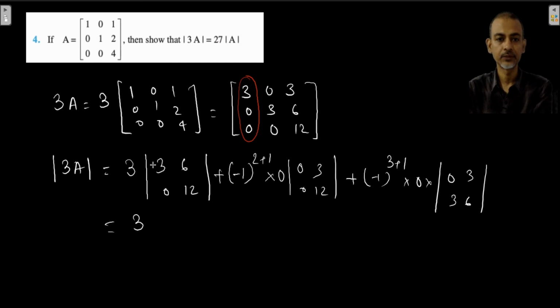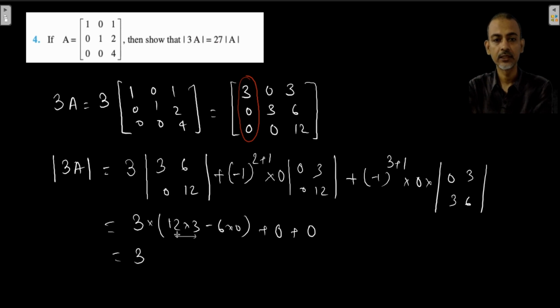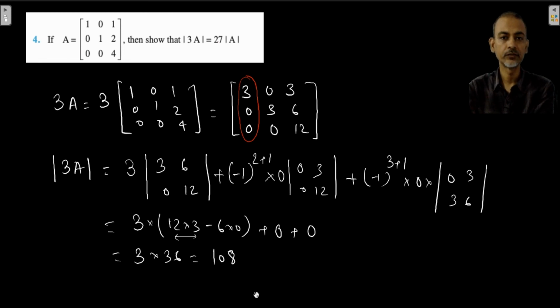So 3 times 12 into 3, minus 6 into 0. This part is 0 because there is something multiplied by 0. This part is also 0, right? Now in the next part, 12 threes are 36, 36 into 3, because this part is 0, is going to be 108. Alright, now we have got 108 for the determinant of 3A.